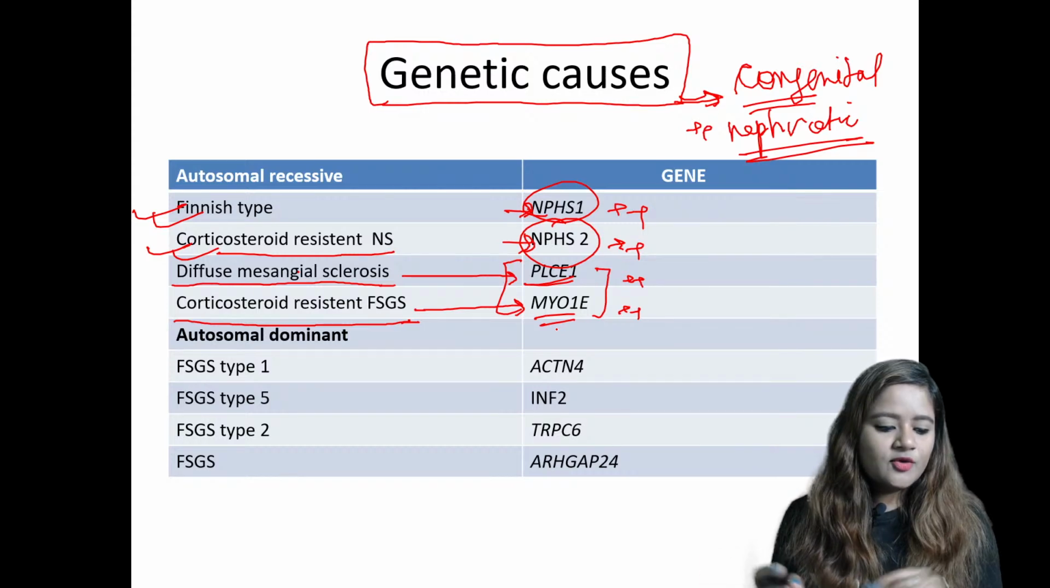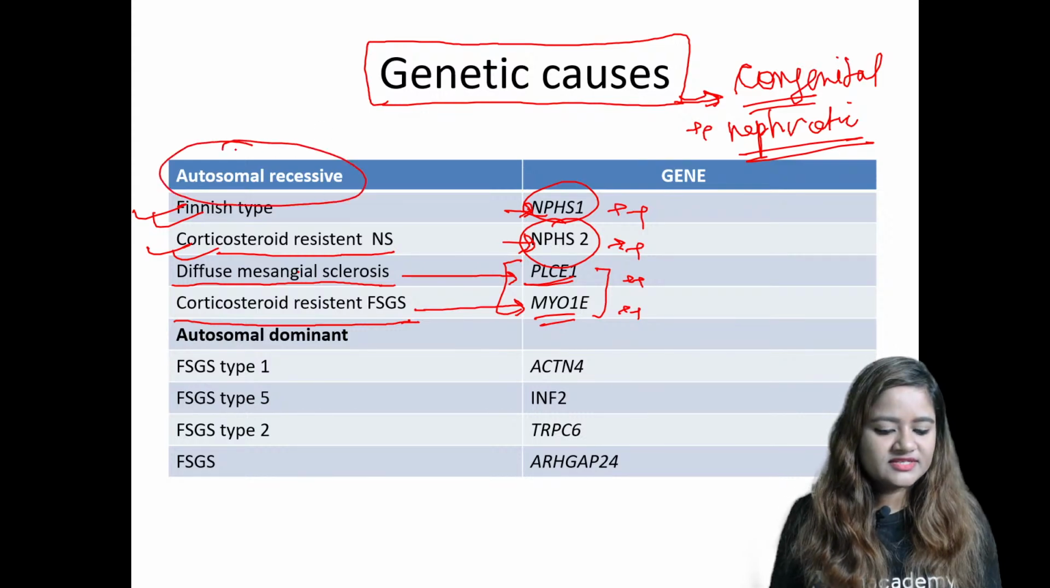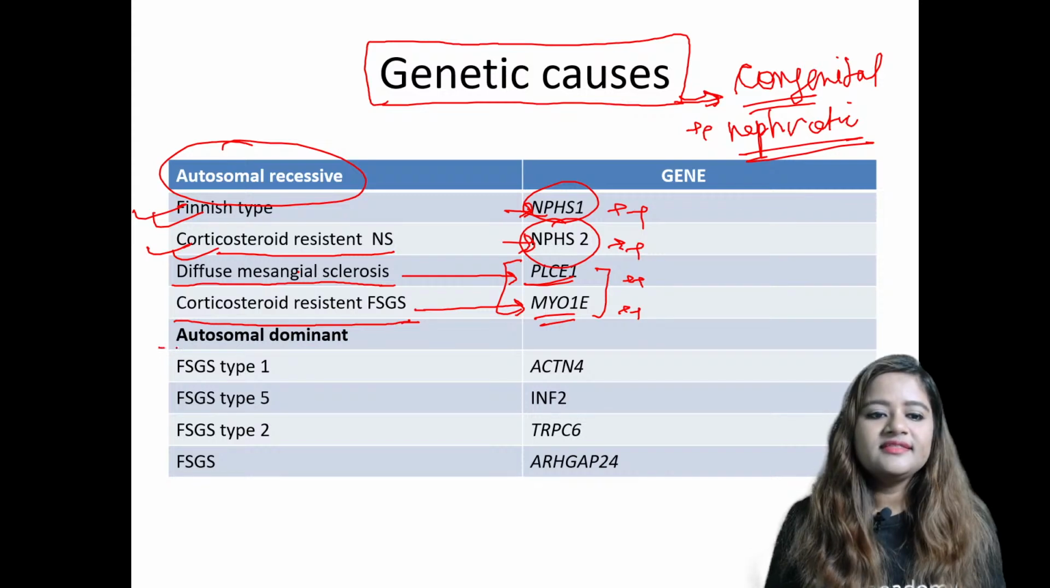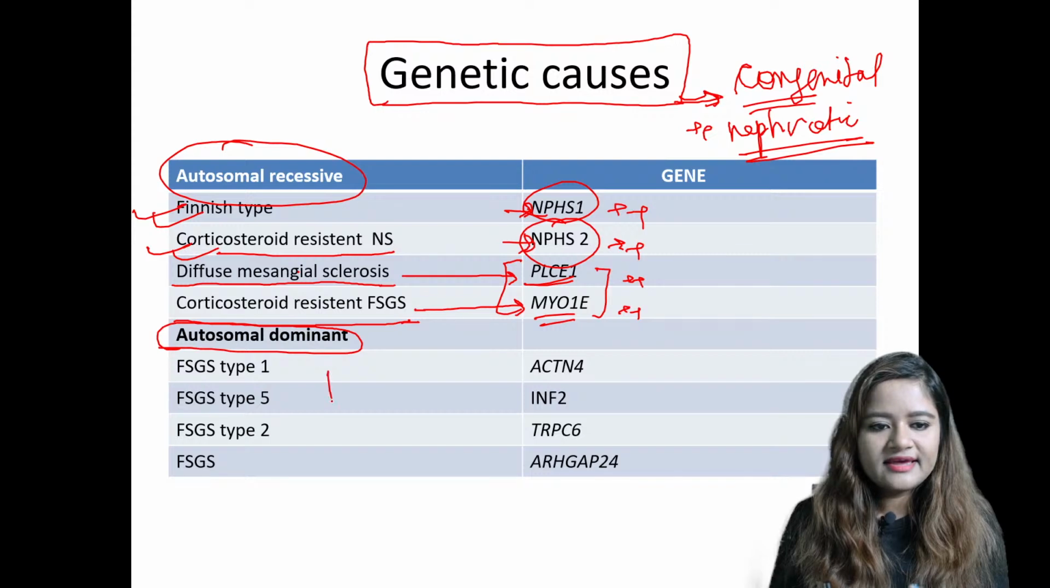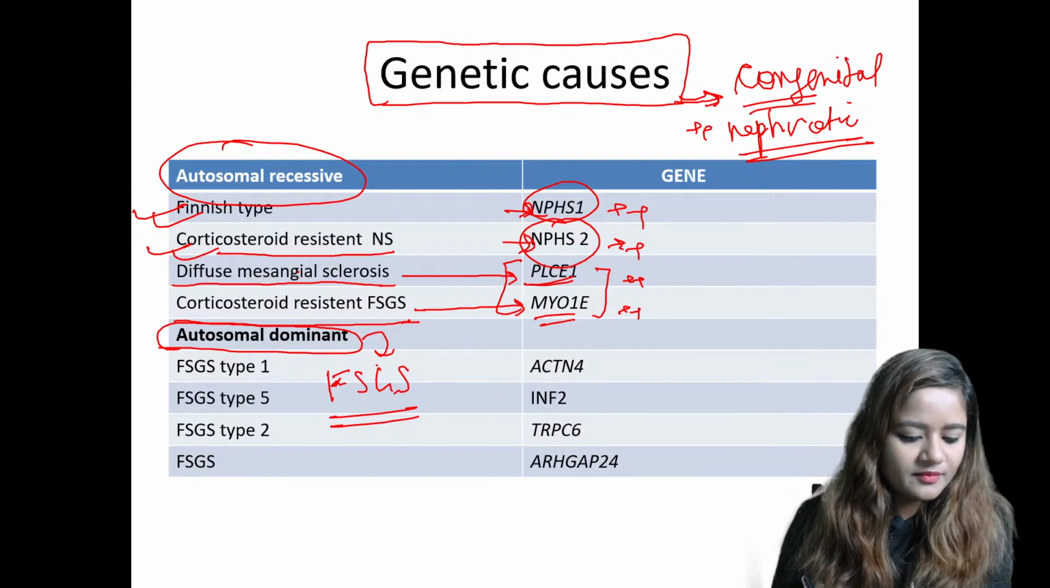Now, because autosomal recessive types have been asked most of the times, it is expected that you can get autosomal dominant. So just remember which is autosomal dominant. All the FSGS types. All the FSGS types have autosomal dominant inheritance. Okay?